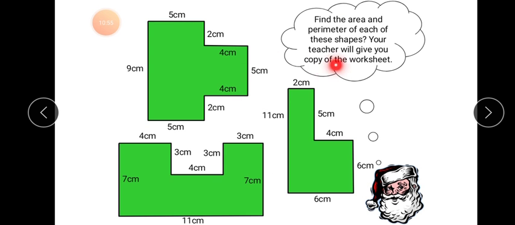So I will give you homework. All of you try to draw this diagram in your copy and try to find the area by splitting, that is, breaking into parts and then adding. So this will be your homework.